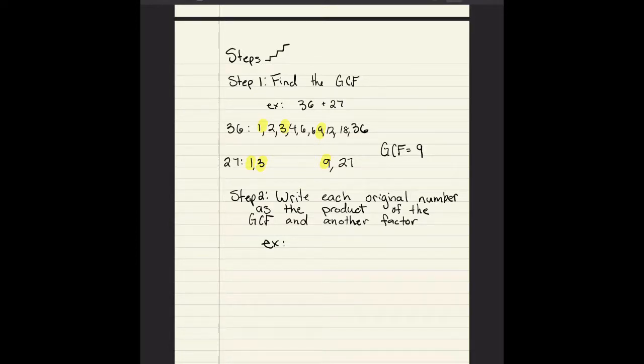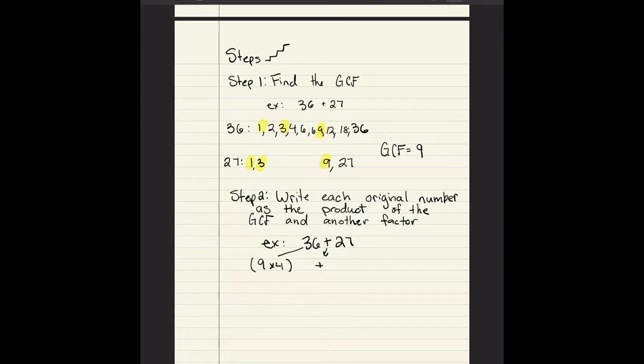So I'm going to rewrite 36 plus 27 so I can keep myself organized. I'm going to start off with parentheses and write my GCF. And what do I multiply by 9 to get 36? 4.